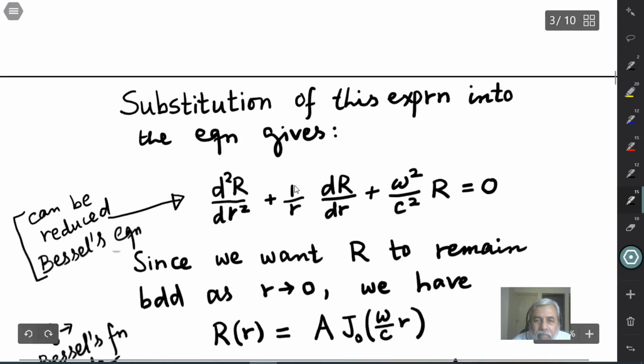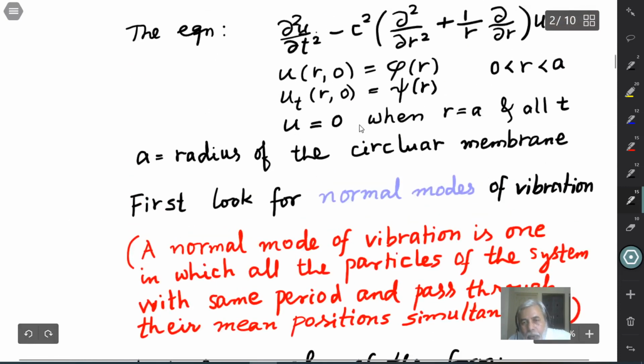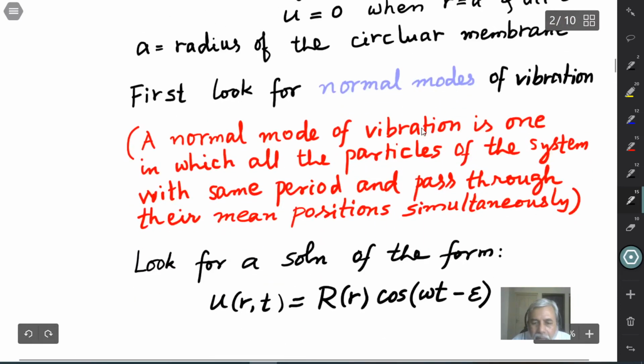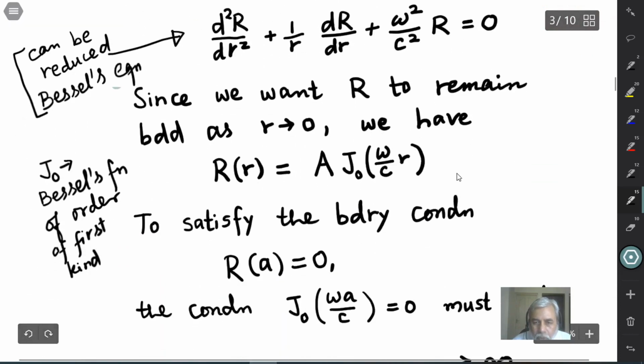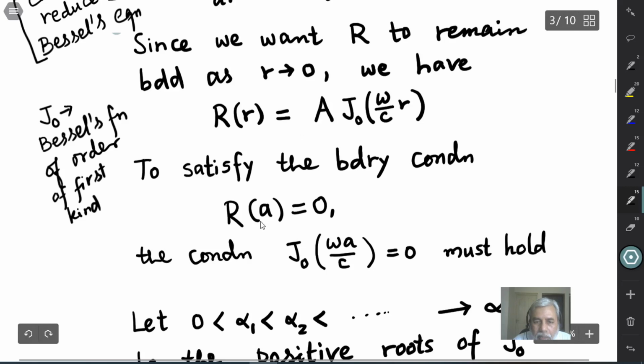In order to satisfy the boundary condition u equal to 0 at r equal to a, that is transformed into R of a is 0. Transforming this condition on J0, you must have J0 of omega a by c equal to 0. This condition must be true, so omega cannot be completely arbitrary. Here a is coming from the problem, that is the radius of the membrane, and c is also coming from the problem, that is the speed of propagation.